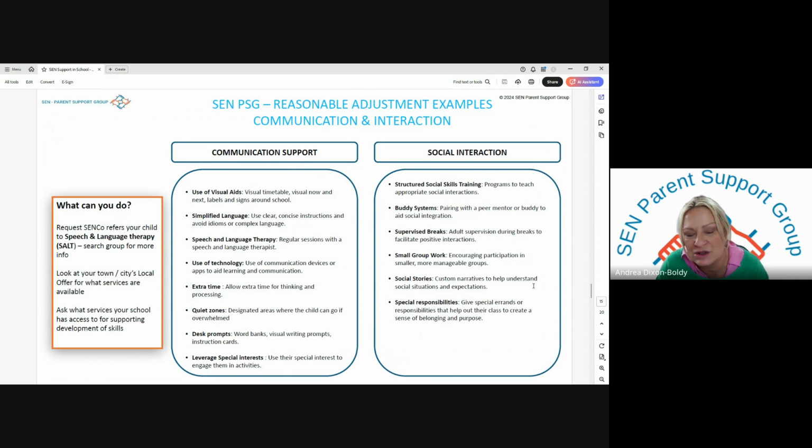So communication support, what could that look like? Visual aids, simplified language, speech and language therapy, regular sessions, use of technology, extra time, quiet zones, desk prompts, leverage on special interests. Social interaction could be structured social skills training, buddy system, supervised breaks, small group work, social stories, special responsibilities.